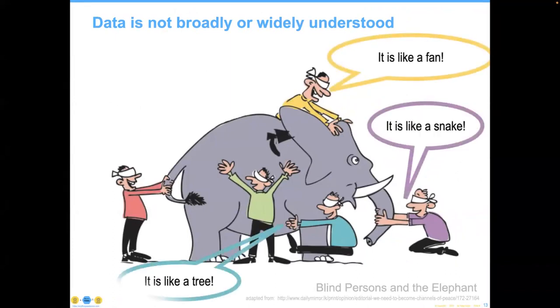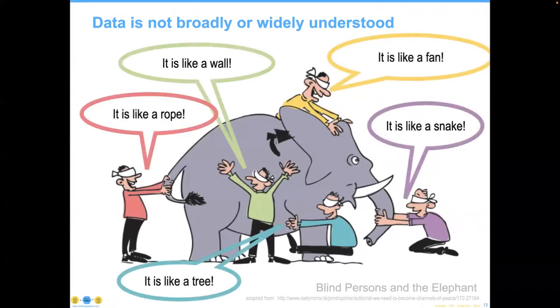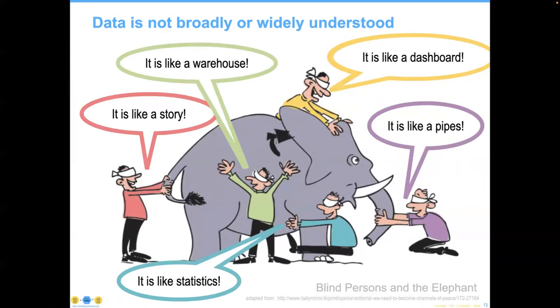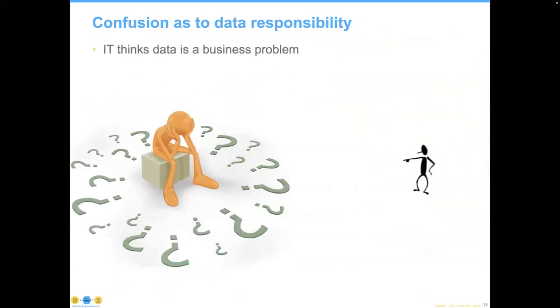Again, just like the blind people coming upon the elephant for the first time from different perspectives, people have entered data from this. And this is more of a problem than most of us will admit, because it means that people think that data is this and only this, and doesn't include the other five things that are in the picture, or whatever the number is that we finally agree on for these things. There's always been confusion about data responsibility.